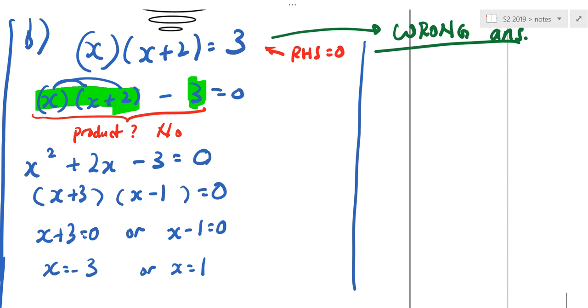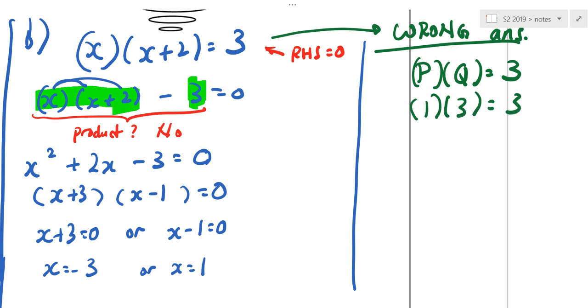Let's say I have P times Q equals to 3. Question, do you feel that P must be equals to 3? Do you feel that Q must be equals to 3? Or can you give me one example where both numbers are not 3 and yet the product is 3? Teacher, 1 times 3 will give you 3, right? If that is correct, that means Q must be 3. But can you give me one example where, inside the two brackets, both are not 3?